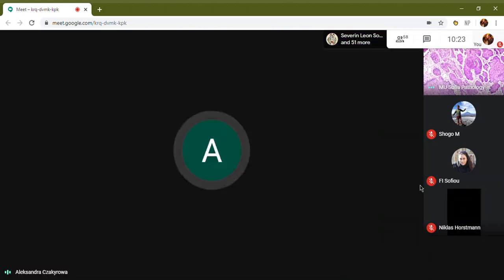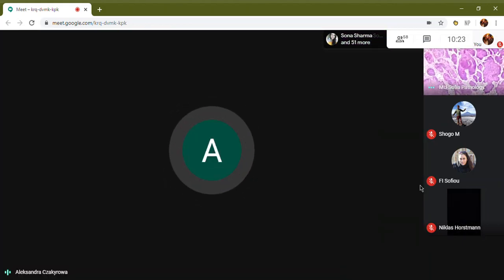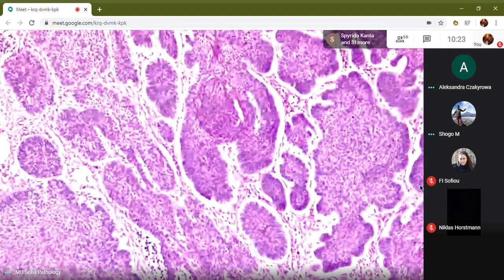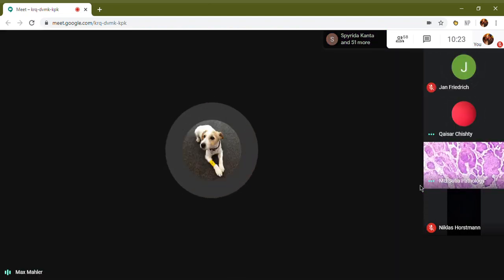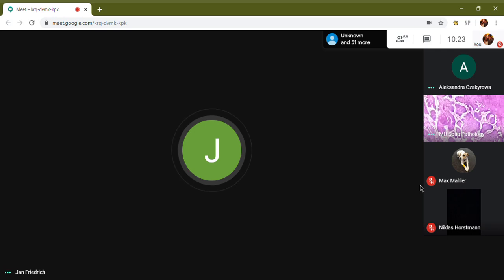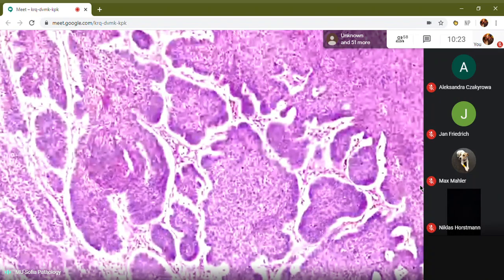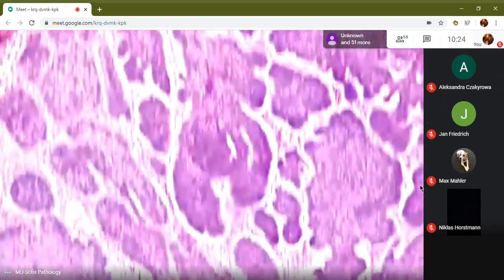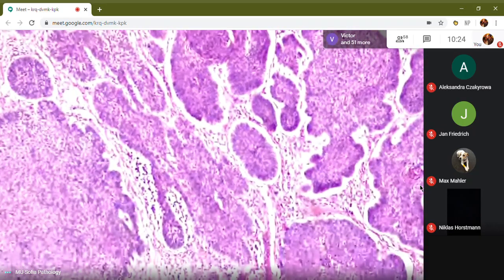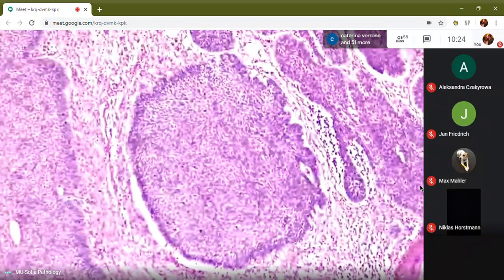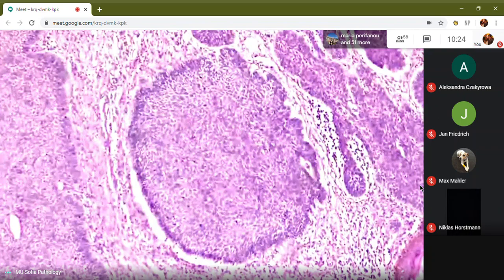So the nests... I'm sorry, Professor, but I can't see the screen. I can't see the slide. This is for all of you. All of you cannot see the slide? I can see the slide. Okay, some of you can see it. Okay, now I see it. Okay, perfect. Okay, now I don't see it anymore. Maybe there is something wrong with the connection from time to time. So maybe that's why. Can you see it now, all of you?